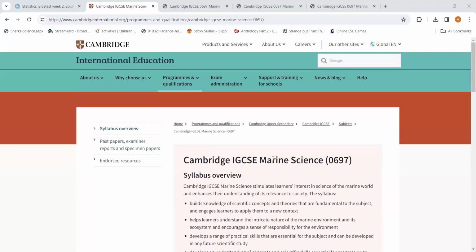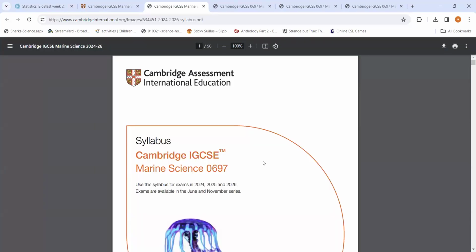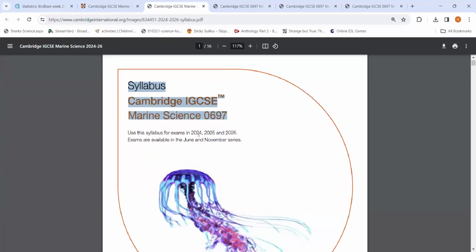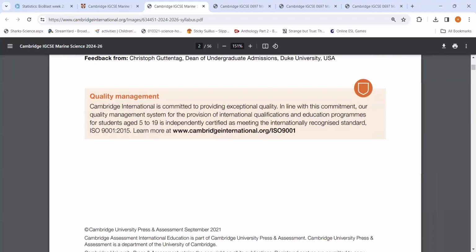Okay. If you go on to this part of the Cambridge website, which anyone can go on, you want to be looking at the 2024 to 2026 syllabus. Ignore anything but that one. This is the one. Click on it and it'll open up a doc. I know this might seem overwhelming, but this is super useful for looking through all of the stuff you have to know. I think this document is super useful for revision. You can use it whether you're sitting the exams in 2024, 2025, or 2026. So this is the relevant one.